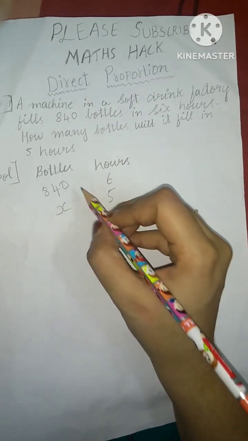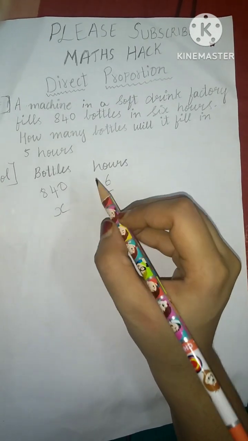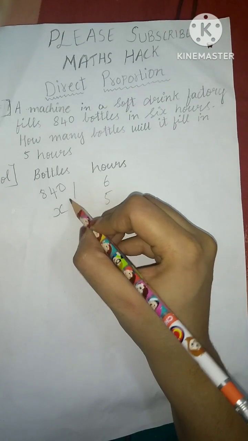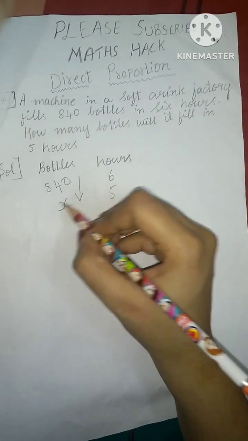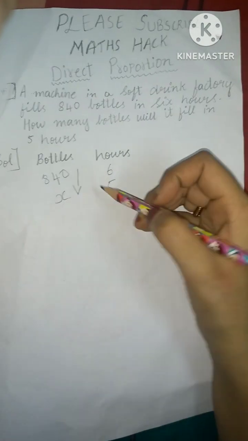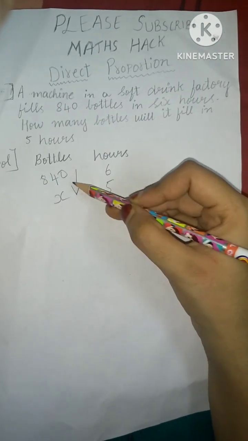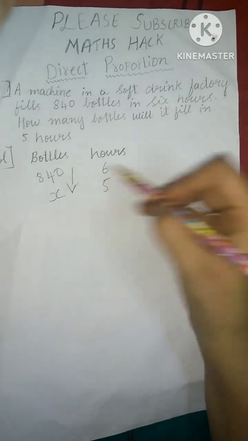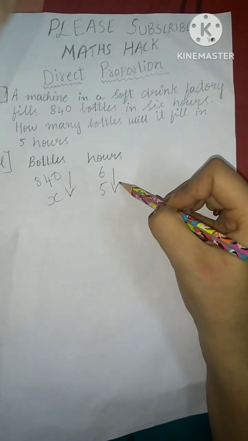Now we'll put the arrows, and always remember to put the head. This is the head of the arrow. The head of the arrow should always be towards the X place. So in direct proportion the arrows will be the same. If here it is downwards, then here also it will be downwards.